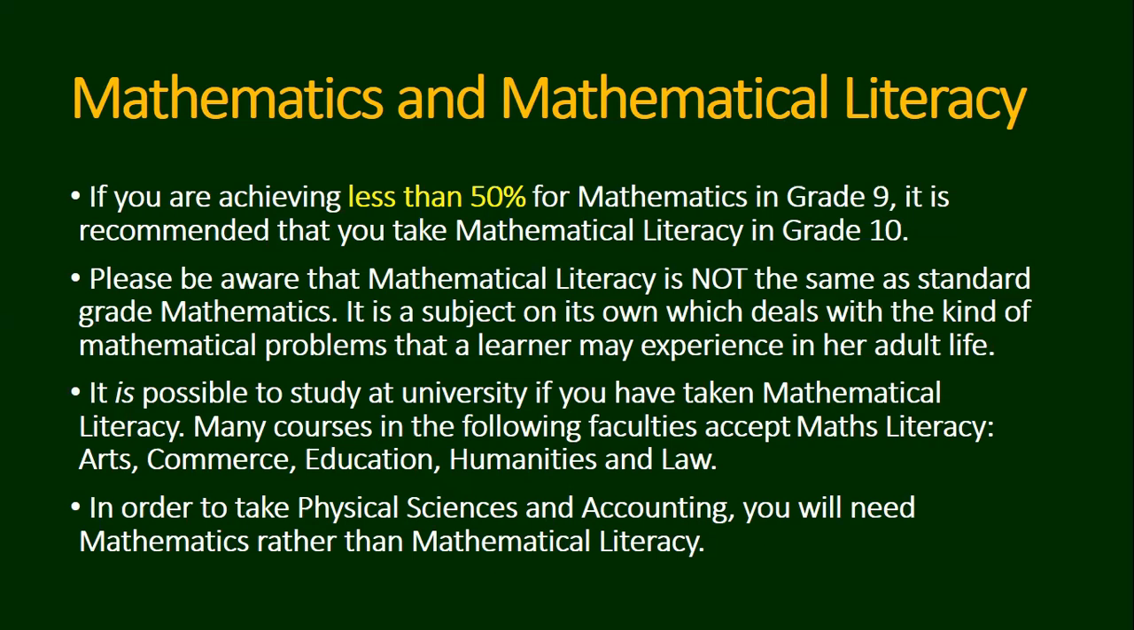It is possible to study at a university if you've taken maths literacy. There are many courses in many faculties which do accept maths literacy as an option. You can have a look at the arts, commerce, education, humanities, and law faculties to see courses which will allow you to take mathematical literacy. Please be aware that in order to take physical science or accounting, you will need mathematics rather than mathematical literacy.